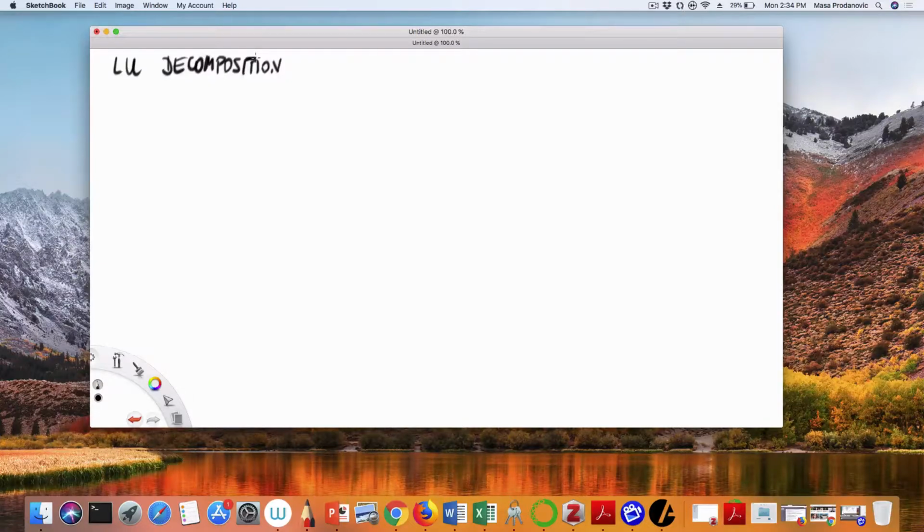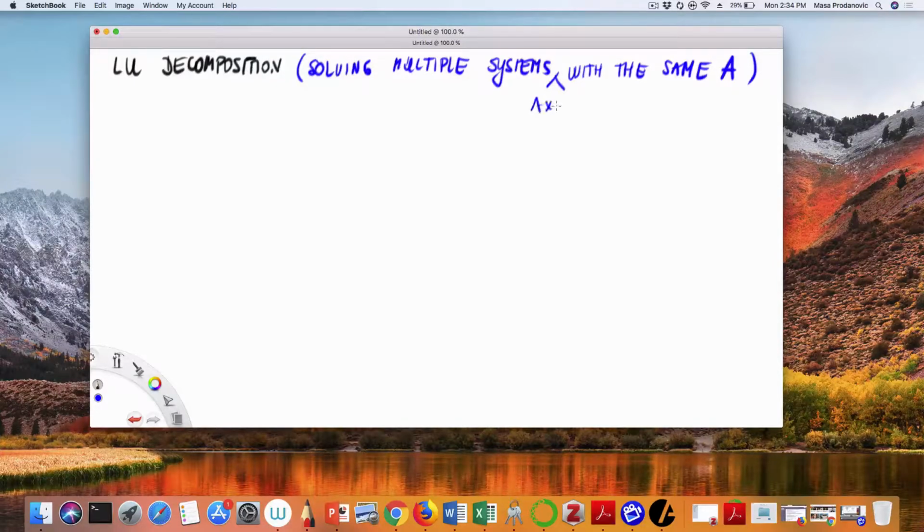Okay. LU decomposition. But I would like to use a subtitle for that. It's called Solving Multiple Systems with the same A. And by that, I mean Ax is equal to b.